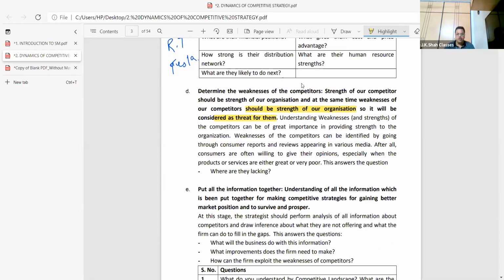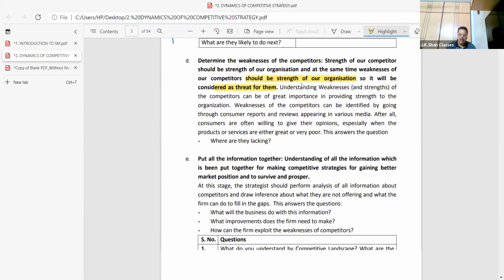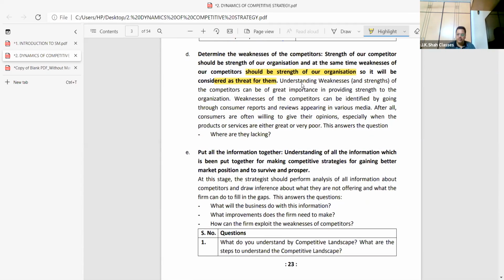Put all the information together. At this stage, the strategist should perform analysis of all information about the competitor and draw inferences about what they are not offering, and what the firm can do to fill in the gaps. Very important to fill in the gaps. So what will the business do with this information? What improvements does the firm need to make, and how can the firm exploit the weakness of the competitor?